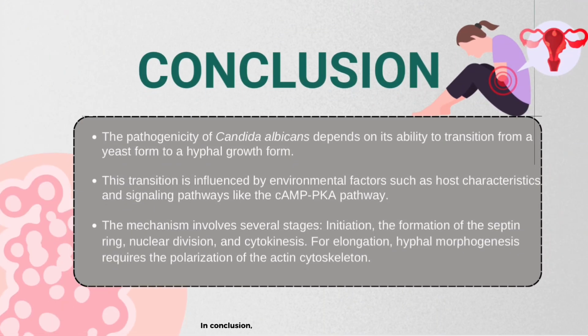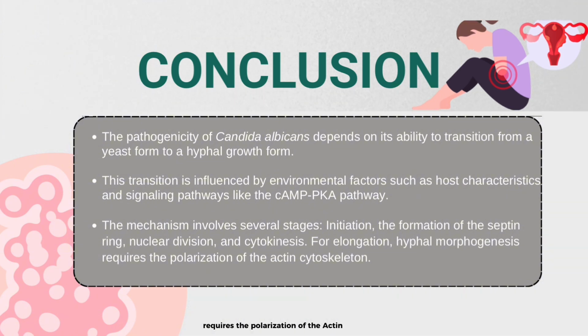In conclusion, the pathogenicity of Candida albicans depends on its ability to transition from a yeast form to a hyphal growth form. This transition is influenced by environmental factors such as host characteristics and signaling pathways like the cAMP-PKA pathway. The mechanism involves several stages: initiation, the formation of the septin ring, nuclear division, and cytokinesis. Four, elongation: hyphal morphogenesis requires the polarization of the actin cytoskeleton.